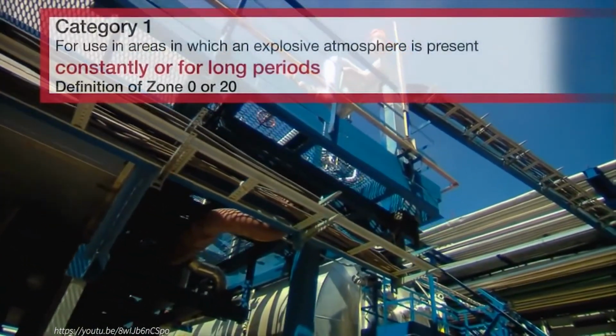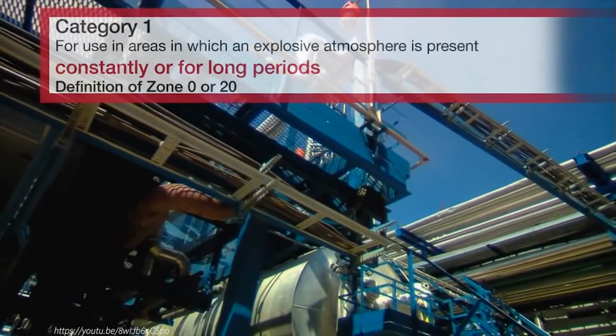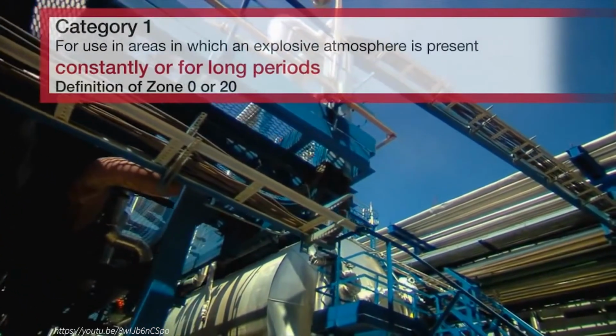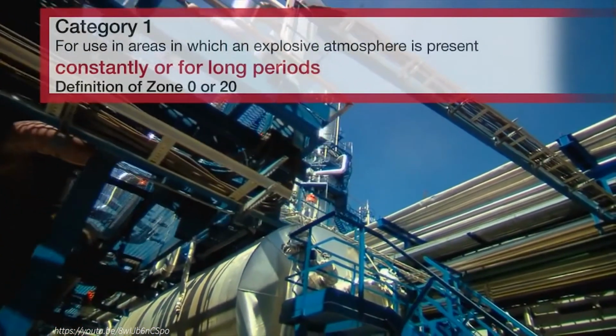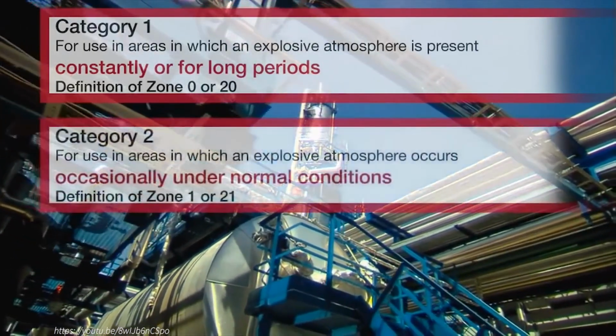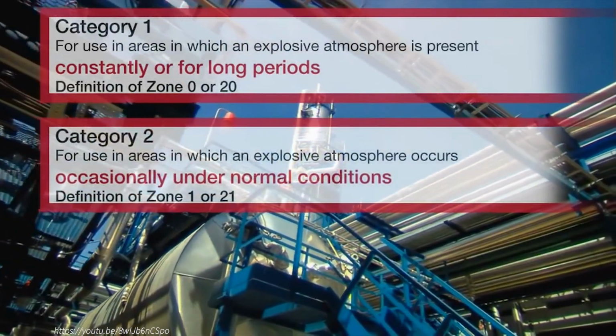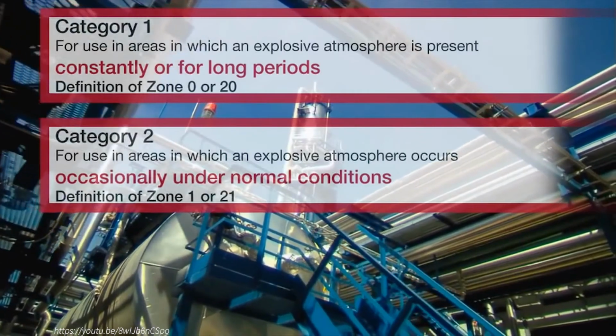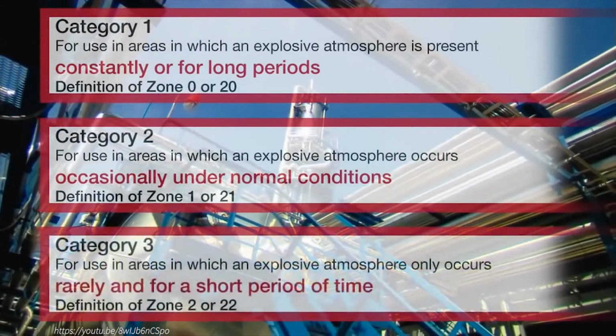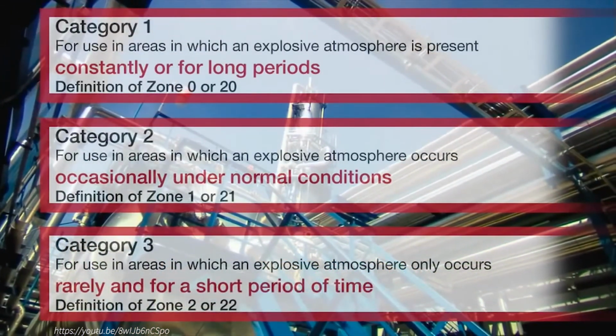The most hazardous is Zone 0 or Zone 20. By reducing the risk level to have occasional explosive atmospheres, the zone classification is Zone 1 or Zone 21, and further reduction of category risks would change the hazardous classification to Zone 2 or Zone 22.